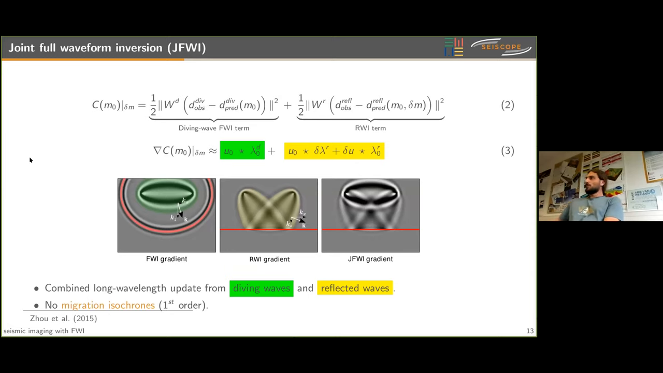Based on this idea, with a PhD student a few years ago, we tried to combine the information of transmitted waves and reflected waves in what we called joint full waveform inversion. In such a case, the misfit function is split in two parts: one diving wave term in the smooth background, and one reflected waveform inversion term in the smooth background plus a prior assumption about reflectivity. In such a case, we are able to combine this smooth direct wave component of the kernel and this smooth reflected wave component of the kernel, without the migration isochrone, which brings only high wave number components.